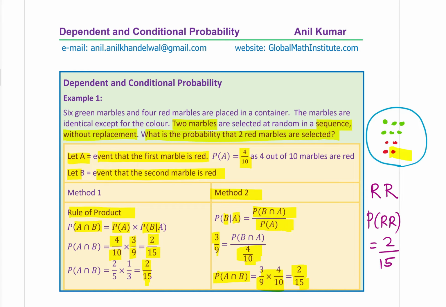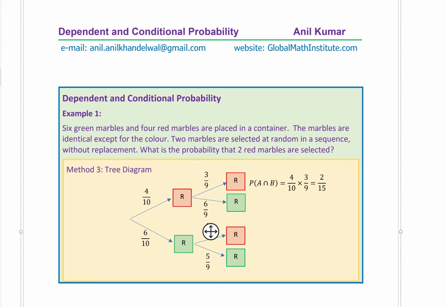Now, let's look into the tree diagram to solve the same question. So let's begin with our container, right? So we have a container here in which we have all these marbles, right? So we have 6 of these green marbles and we do have 4 red marbles. Now, in the first selection, what is the probability of getting a red? Of course, it is 4 out of 10. So we get 4 out of 10 here. Once a red is selected, we are left with 3 red, 9 total, right? So now the probability is 3 out of 9.